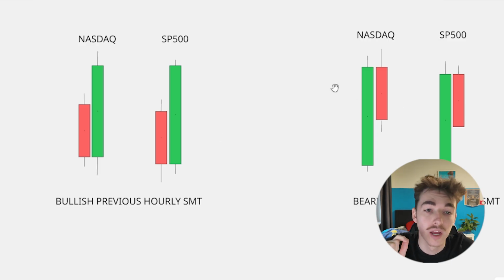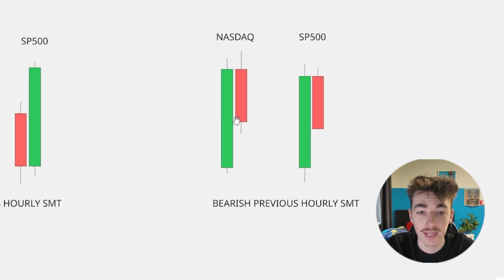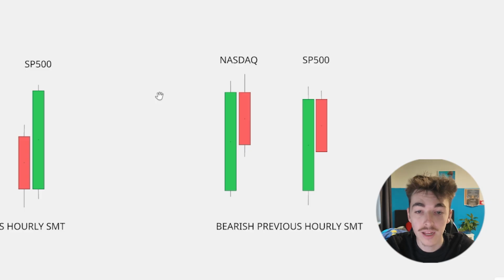On the other side we have Nasdaq and the S&P 500. Again, this is a bearish SMT. Why? We close our 1 hour candle, we break it in the next candle, meaning we break the highs of the previous 1 hour candle. On S&P 500 we don't break the highs of the previous candle, so you have an SMT. When we have this type of SMT with the highs, we are going to look for shorts. This is the first step that needs to happen. If we don't have this, there is no trade, there is no setup.